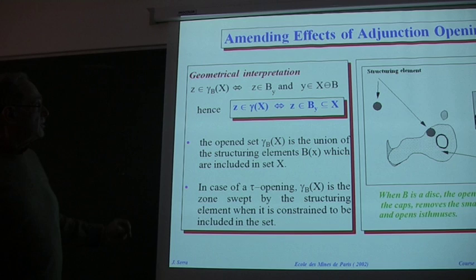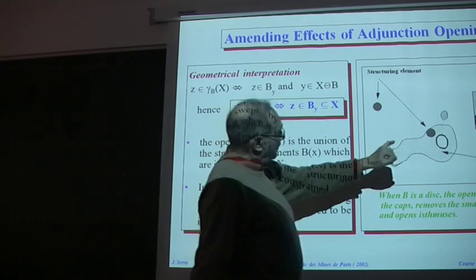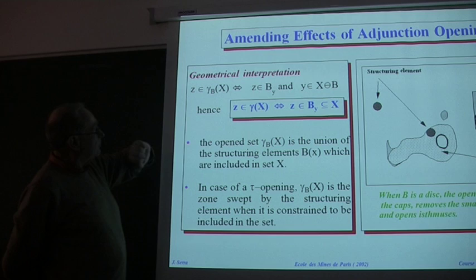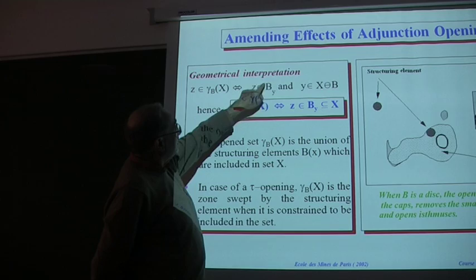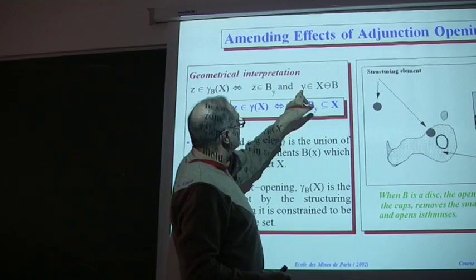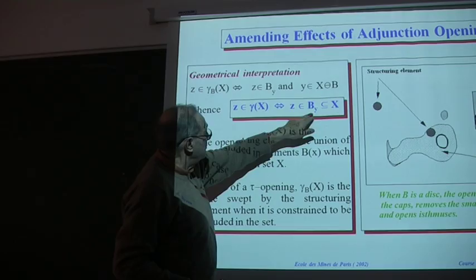So, geometrically speaking, we have seen that the erosion was the locus of the centers of the disk when the disk was moved inside the object. But now, to say that the point belongs to the open set means that there is a certain b, it belongs to a certain b of x, and a certain b included in the initial set. So x belongs to a certain b, and this b is included in x.